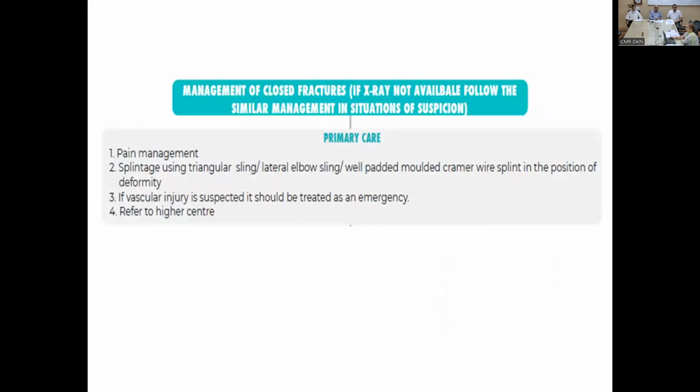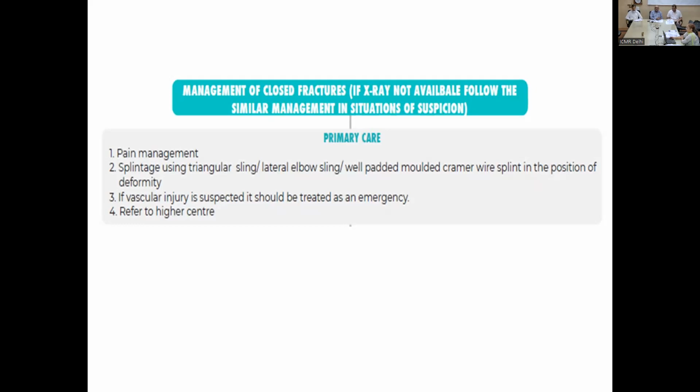Now, if it is a closed fracture and X-ray is not available at a primary care center, then what we have to do? We have to do pain management, give analgesia to the patient, and give a splintage, which may be in the form of a triangular sling, a lateral elbow sling or lateral elbow splint, or a well-padded molded Cramer wire splint. Some type of splint will be available in a primary health center also, and that should be given in the position found. One should not try to manipulate the fracture at that level if X-ray is not available, and then you should splint in the same position.